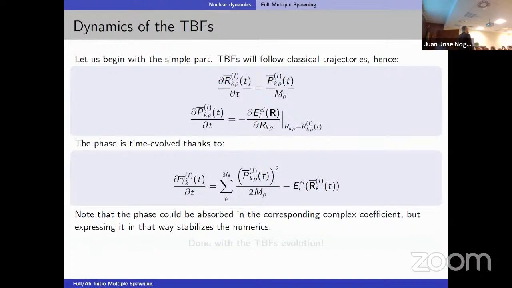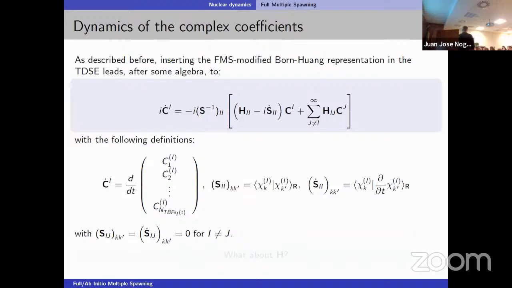What I just want you to keep in mind is that in this full multiple spawning, we describe the nuclear wave function by these frozen Gaussians, and these Gaussians will just follow classical equations of motion. There's no quantum, nothing, just classical equations of motion. And we are done. That's all that has to be said for the motion of the Gaussians. Now, we still need to talk about this time-dependent Schrödinger equation, right? This equation that I described before.